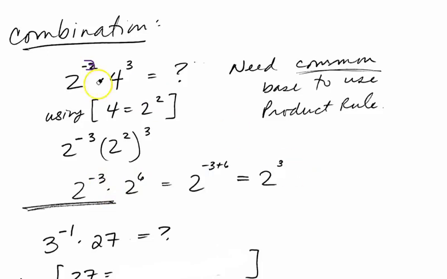So you notice we can avoid running to the calculator. We don't need any of that. It's actually a lot cleaner not to do that. And so that's an example of multiple rules and finding a common base.